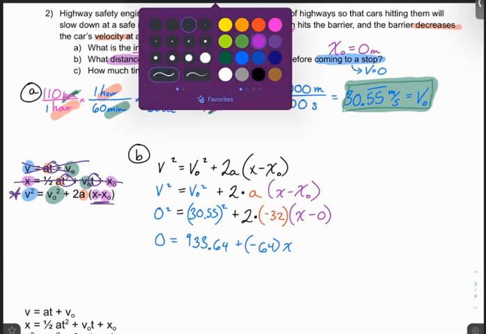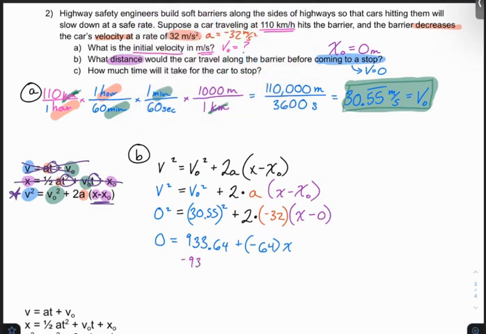All right, so now I'm going to move the 933 to the other side. Because it's added, I need to subtract. So I'm going to subtract 933 from both sides. And then the opposite of multiplication is division. So I'm going to divide both sides by negative 64. And I get an answer of 14.59. And so that is going to be the distance that it went before the car came to a stop.